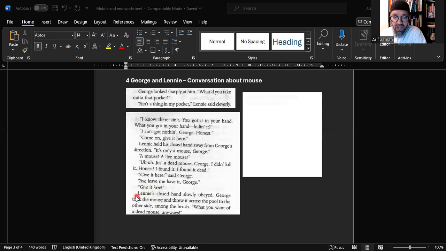Lenny closed the hand, slowly obeyed. George took the mouse and threw it across the pool to the other side among the brush. What you want a dead mouse, anyways?